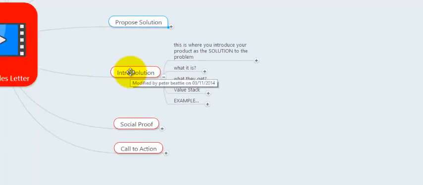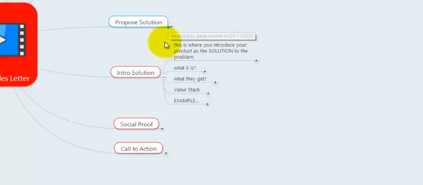So this is where we actually introduce our solution or our product. Our product serves as the solution to the problem that we've been talking about this whole time, and it's the how. In the solution section, we talk about the what, but here is where we actually give them the chance to learn exactly how we solve the problem.